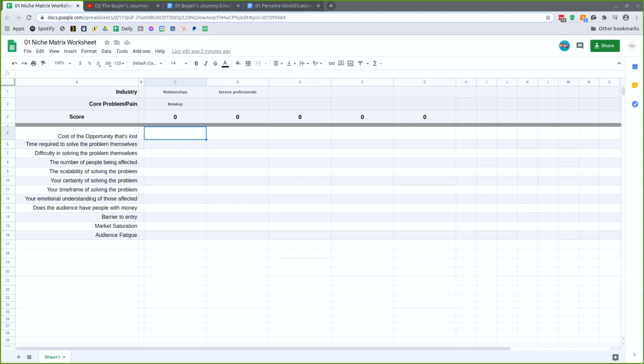So what we're going to do is basically say, how big of an opportunity is that impacting their life? 1 to 10. One being, it's not a very big opportunity, they'll get gas in their car tomorrow. Ten being, they're never going to have children, if that's their end goal. So what is the opportunity that's lost there?